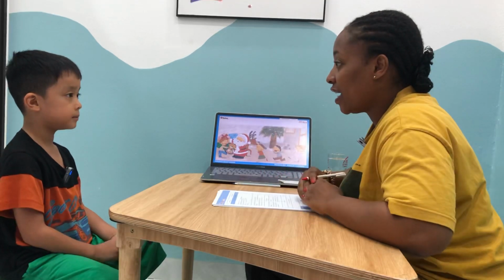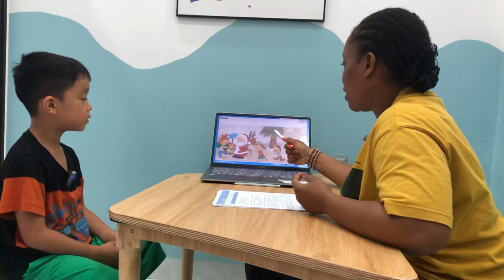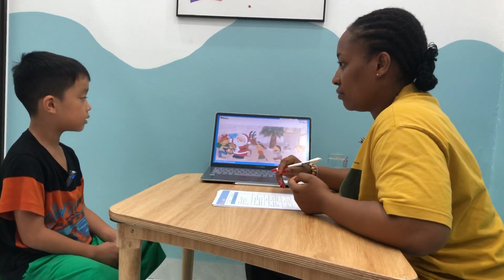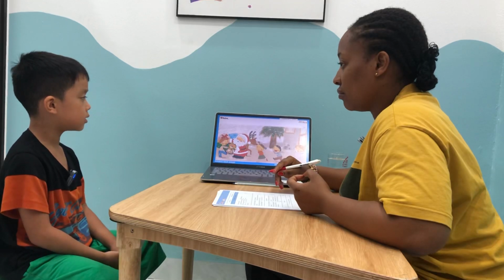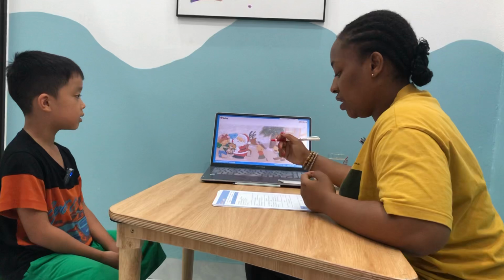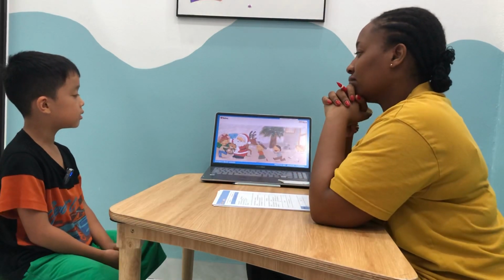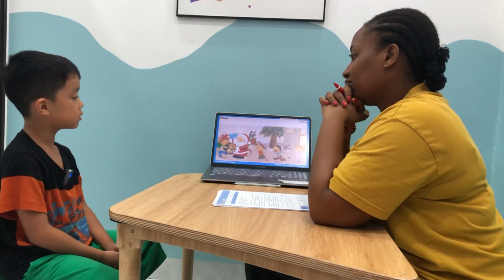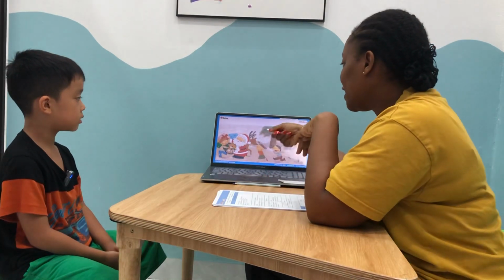How do you decorate a Christmas tree? Put lights on the tree. Put lights around the tree. How do you decorate a Christmas tree? You put lights around the tree.